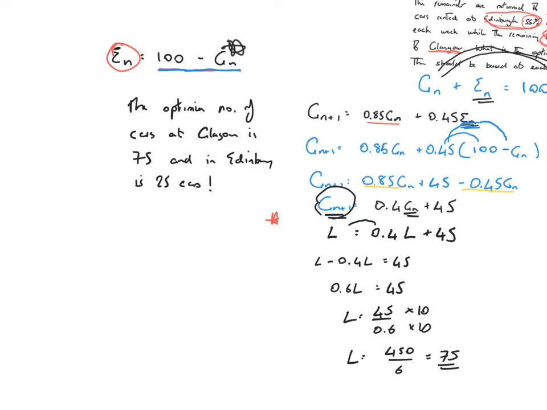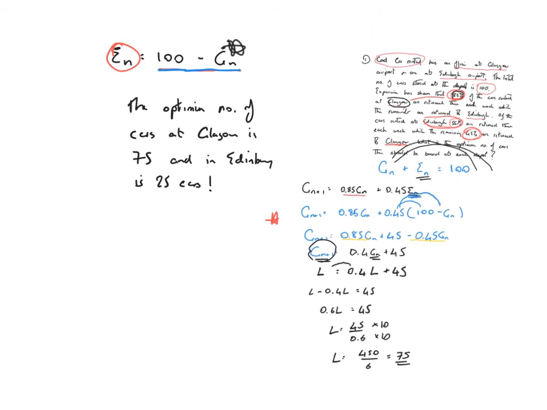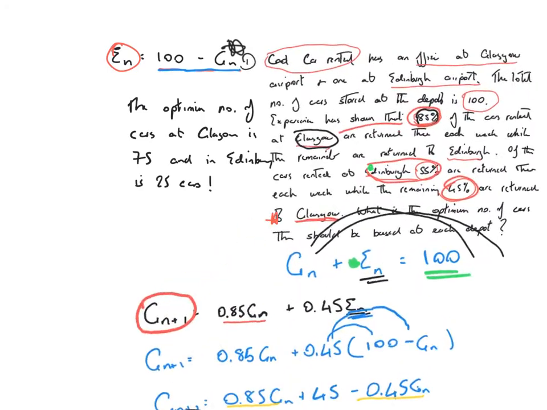Let's just go over it in a bit of detail again. Okay, first thing, let's come up with an equation to state what we've got in total. We've got all the Glasgow cars and all the Edinburgh cars is 100. Then what I did is I went after a reconciliation for cars at Glasgow next week. So what does that compose of?